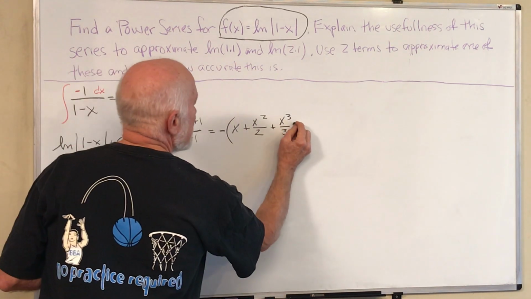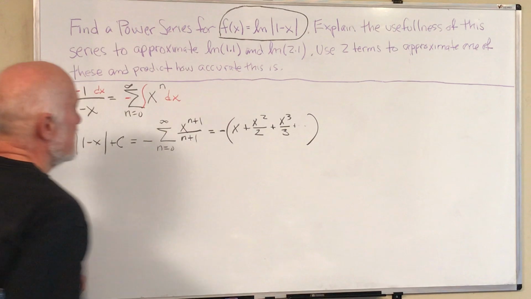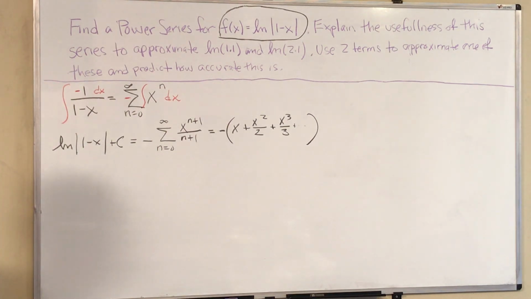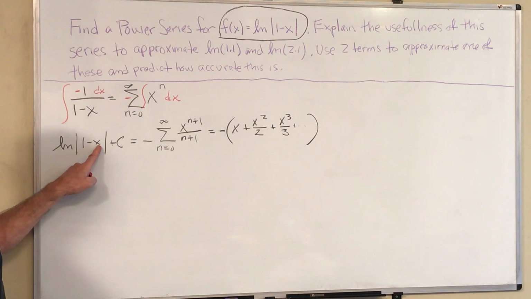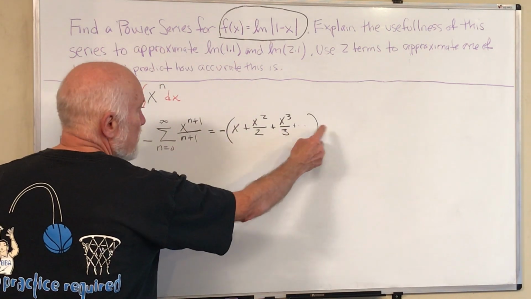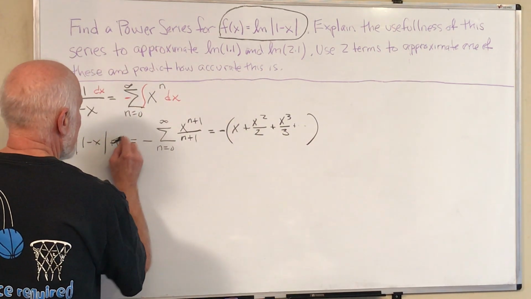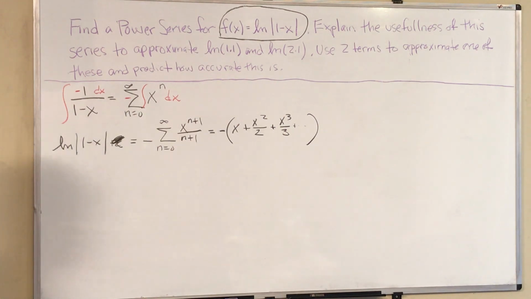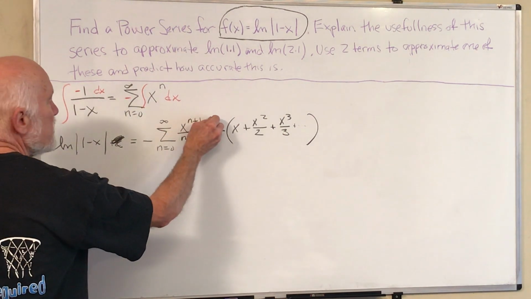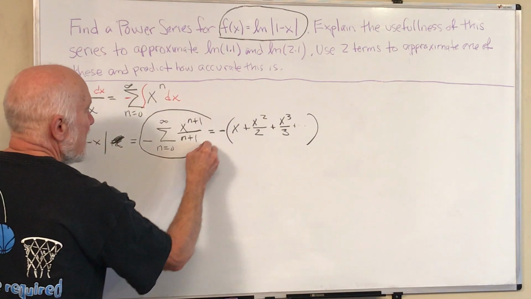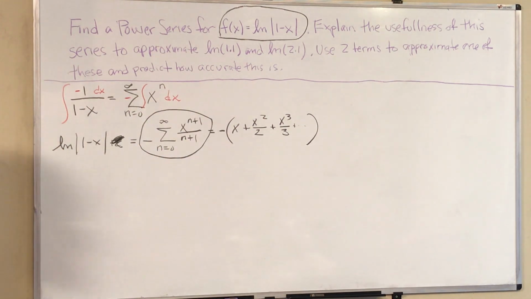And then I keep going. Then I could put in x equals 0, and I get the natural log of 1, which is 0, plus c, equals minus 0 plus 0 plus 0. Again, c turns out to be 0. And I've done exactly what I was looking for. I found a power series to represent the natural log of the absolute value of 1 minus x.